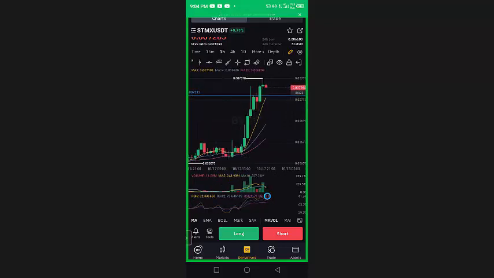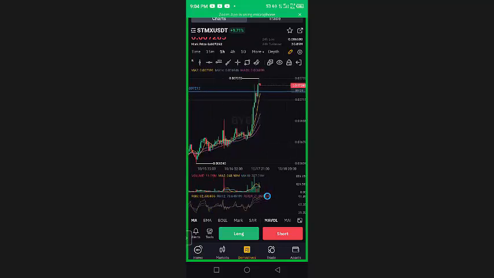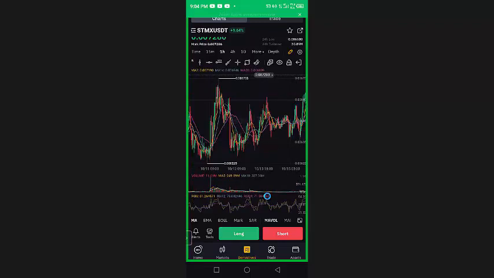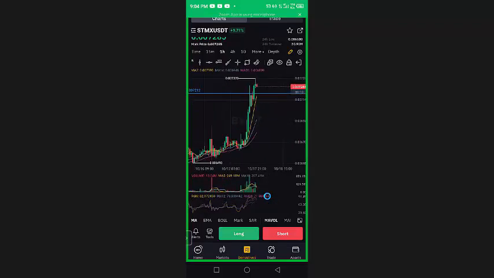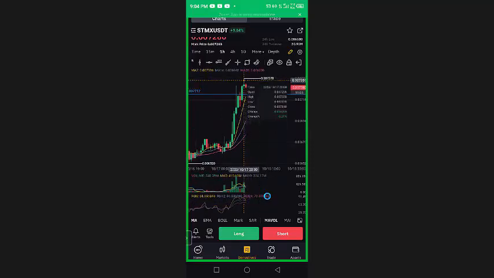But no, I won't trade it. I won't trade it except if I already placed my limit order there before. Then it just activates, and I may want to hold on to see what will happen. Yeah, it closed, but not that strong. There's not that strong power here.